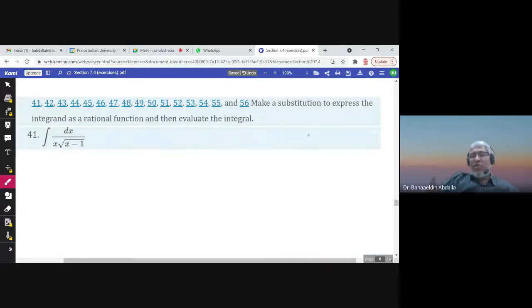Now make a substitution to express the integral as a rational function and then evaluate the integral. Well, we mentioned the substitution is you take u as the root and then you change from x to u. So this would be u, but what about x? So I need to raise both sides to the power 2.